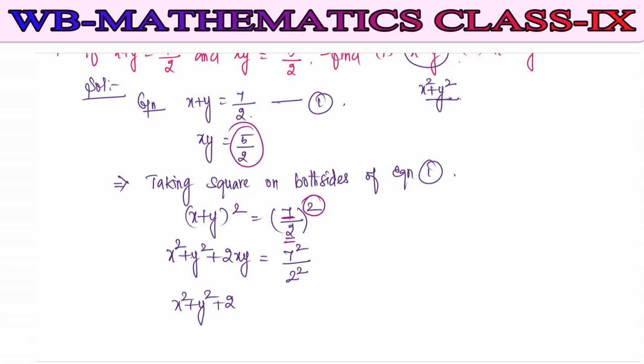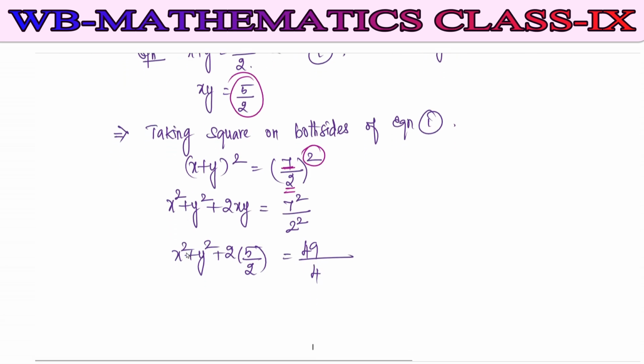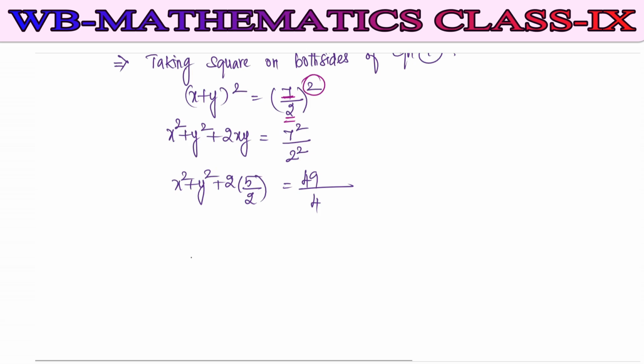Just I am substituting 5 by 2 is equal to 7 square, it is 49, divided by 2 square, it is 4. Now this 2 and 2 are going to get cancelled. Left over here, x square plus y square is equal to 49 divided by 4.